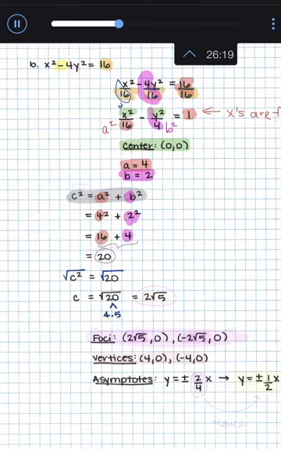which when added together gives us 20. Now be careful, to actually find c, we need to take the square root of both sides, because this is only c squared. Doing that gets us the square root of 20. And 20 can be broken down into 4 times 5. You can take the square root of 4, which will come out as a 2. You cannot take the square root of 5.